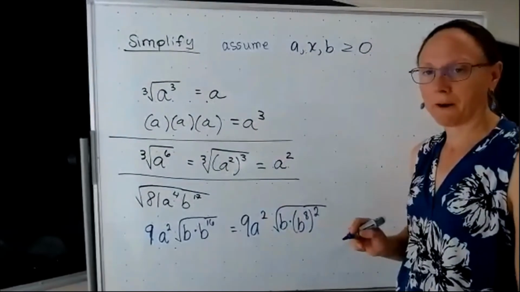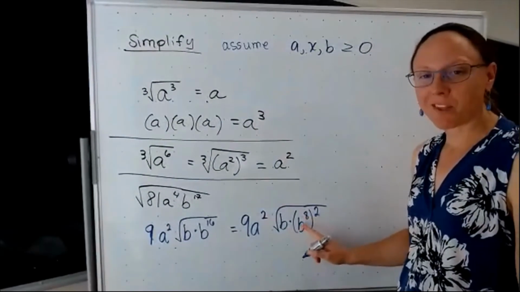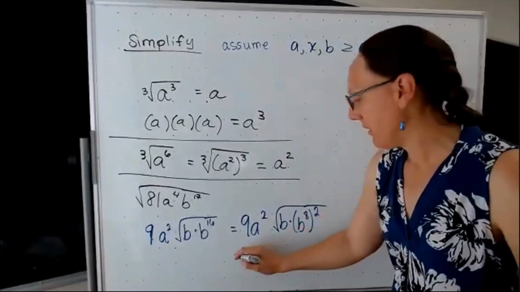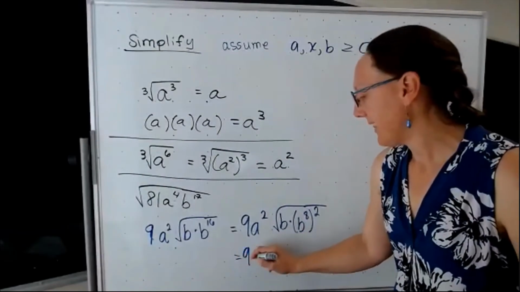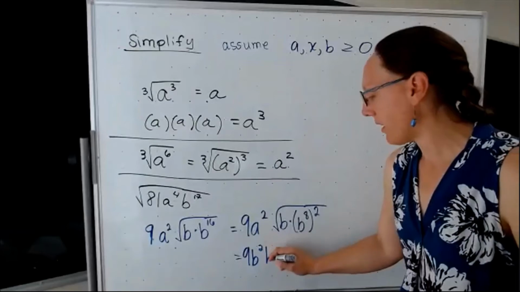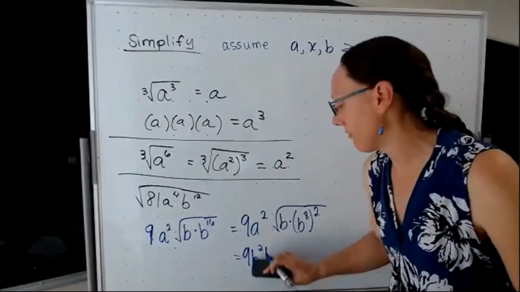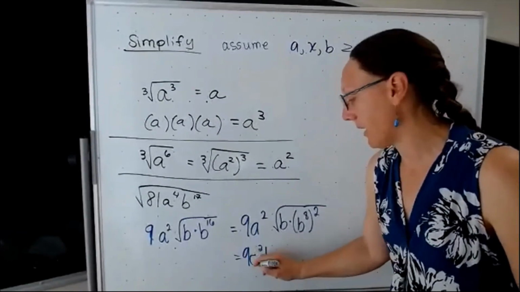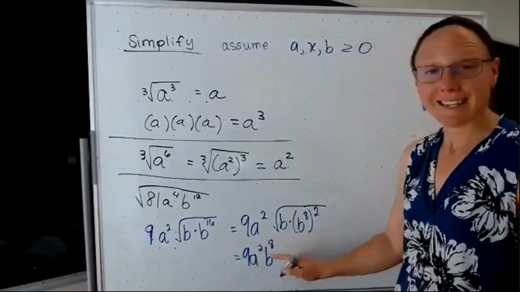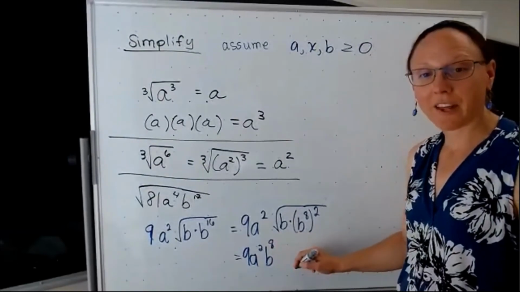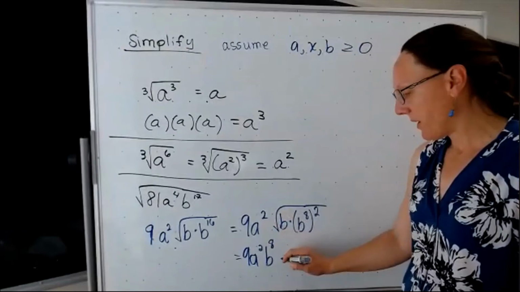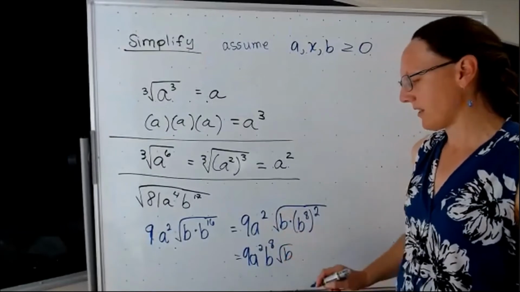Now that I have something squared, that something squared can come out. Since I've got a something squared, I can pull that out. But this square root of b is still trapped inside the radical.